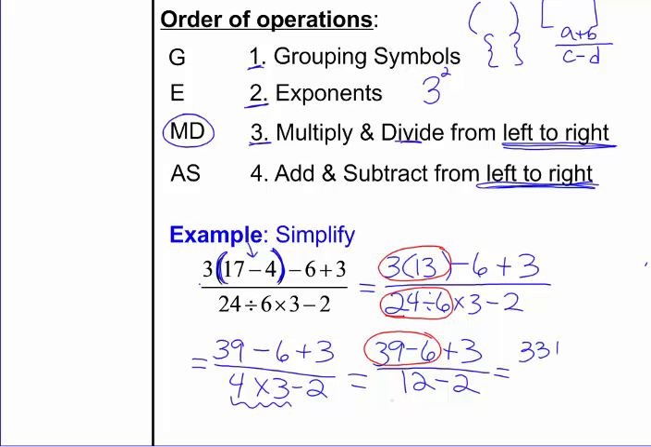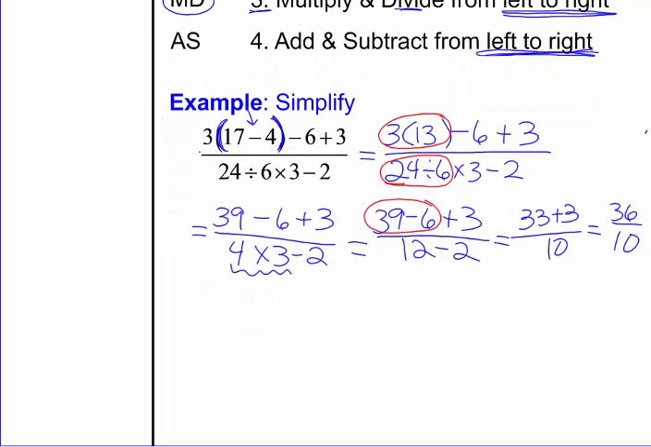So we've got 33 plus 3. And then you can do the bottom. 12 minus 2 is 10. And then 33 plus 3, 36 over 10. And then there's multiple ways to write your final answer. You will have to simplify this. 36 over 10 is not finished.